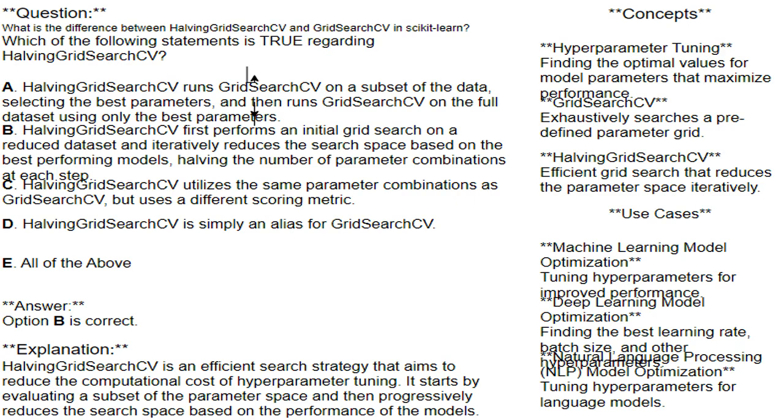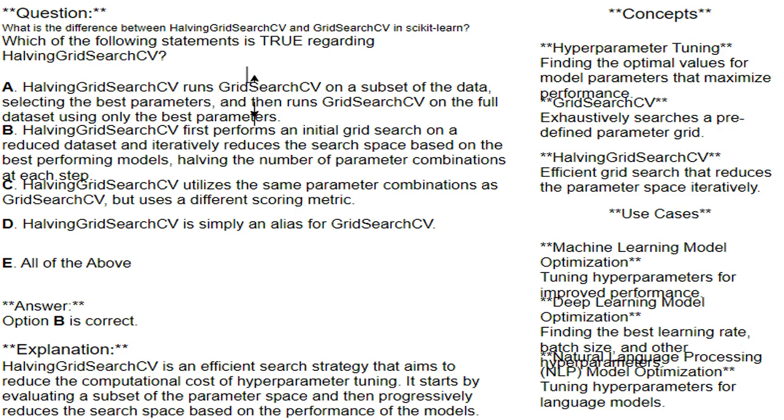C. Having grid search CV utilizes the same parameter combinations as grid search CV, but uses a different scoring metric. Incorrect. Having grid search CV and grid search CV typically use the same scoring metric. The difference lies in the strategy of searching the parameter space, not the scoring metric used.